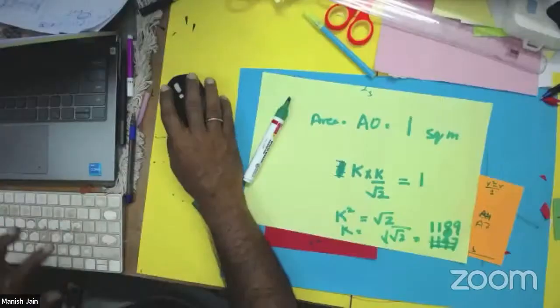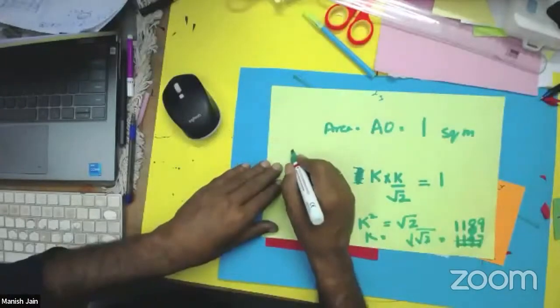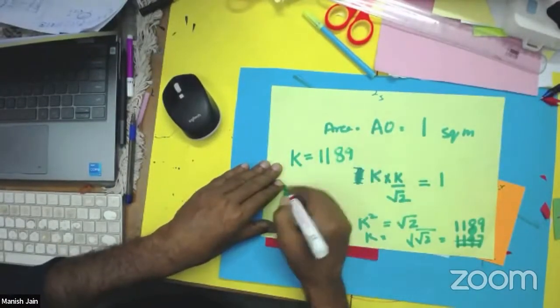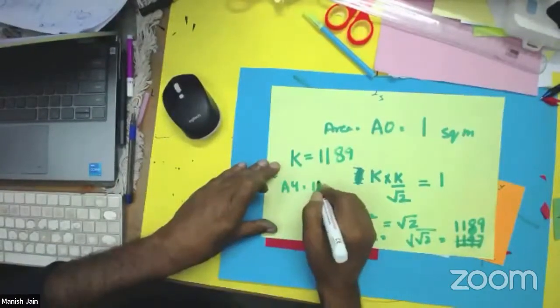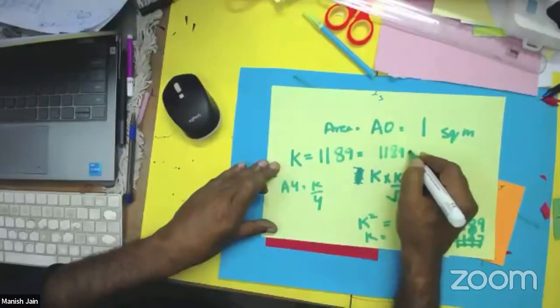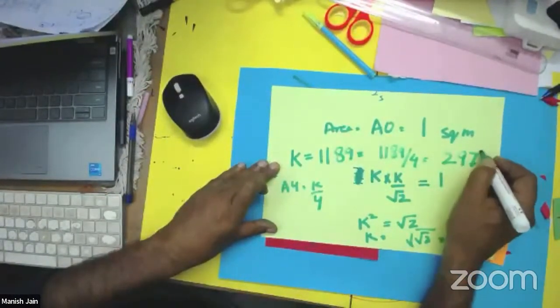297, okay, so that is why when we found out the size of A0 was 1189, and A4 is A0 by 4, so this is 1189 by 4, which is 297.